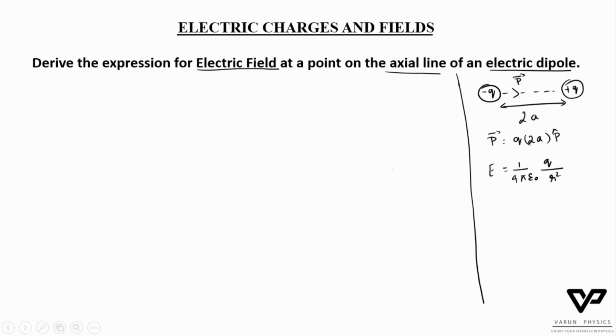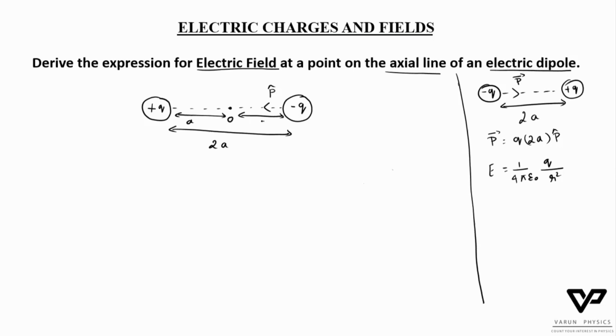We are asked for an expression for the electric field due to a dipole along an axial line. For that, let us consider two charges, plus q and minus q, separated by a distance of 2a. The direction of the dipole moment is from minus q to plus q. Let us mark a center point O, which is at a distance a from plus q, and similarly at a distance a from minus q.